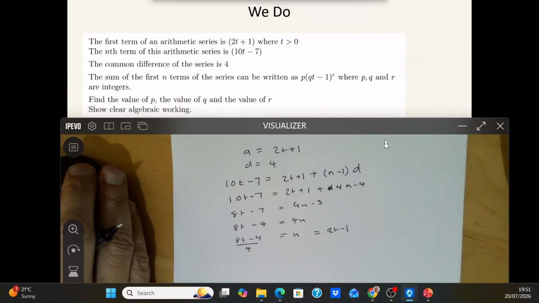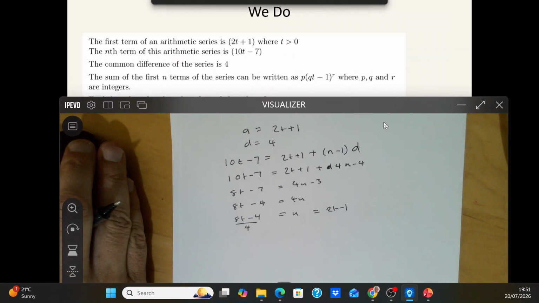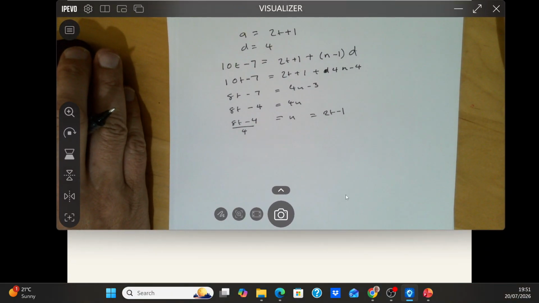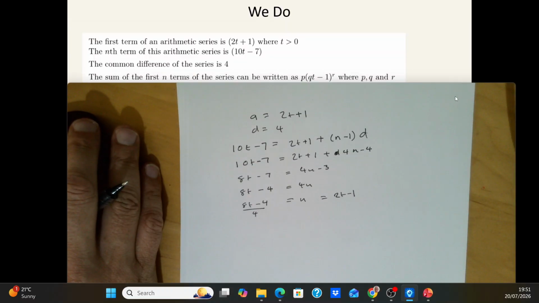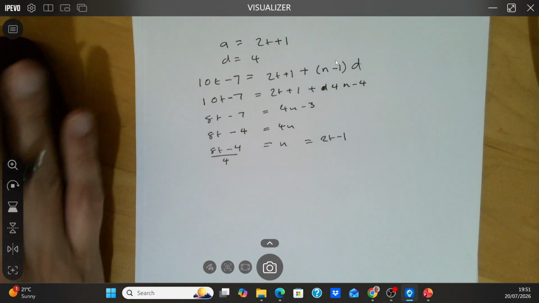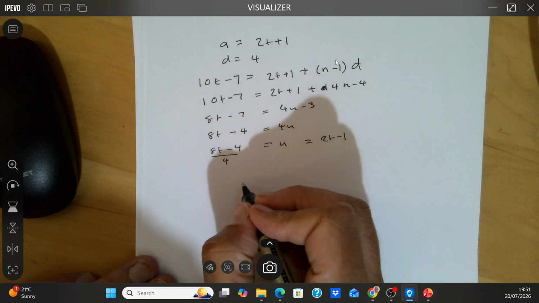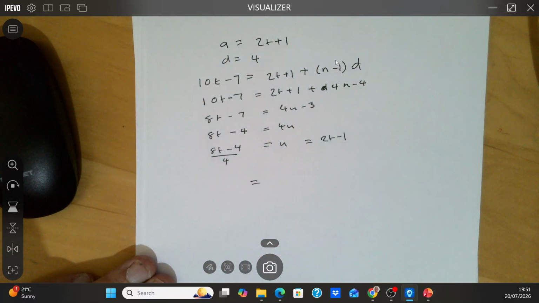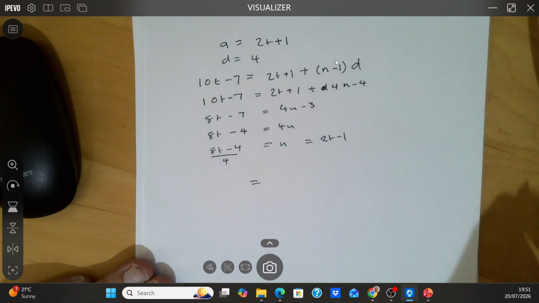What does the question tell me? It asks me to do, it says the sum of the first n terms. So we're going to work out the sum of the first n terms. How do we do that? We use our rule which is on the start of our exam paper. So that is going to be what? And you write it down. You have a go. Press pause.